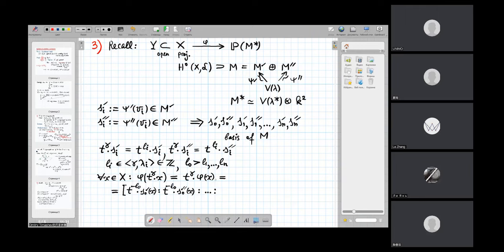Well, just think about the definition of the action of the linear representation in the dual vector space. You will see that the inverse elements will appear here. Okay? So the second last line is right.